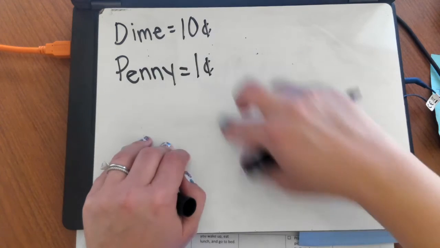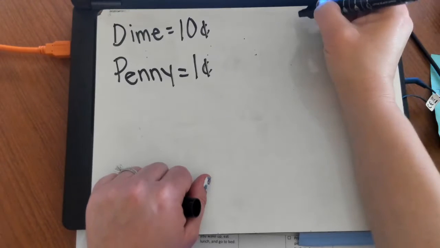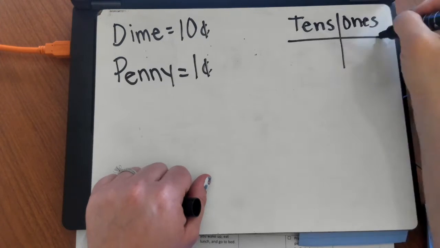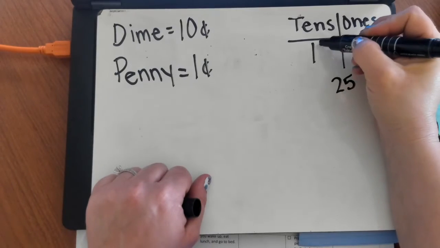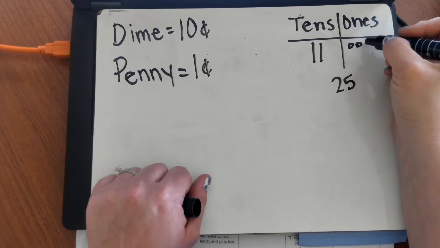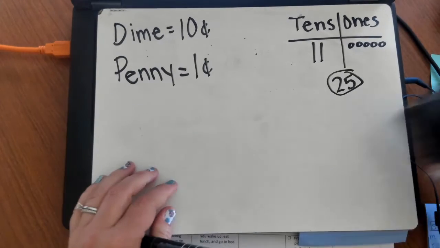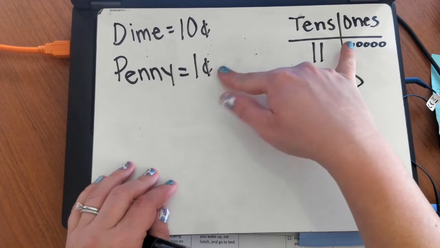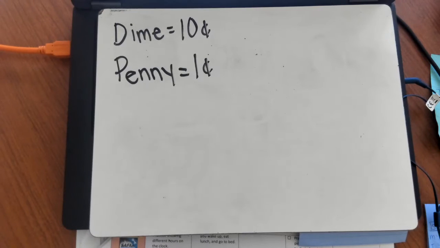1 cent. Okay, so do you remember when we were counting tens and ones before we left for spring break? We were counting tens and ones, and if I said 25, I would say 10, 20, 21, 22, 23, 24, 25, right? And I would show the number 25 that way. Well, guess what? Dimes are worth 10 and pennies are worth, you got it, ones. So when we're counting pennies and dimes, we're really counting by tens and ones. So here's what I want to show you.